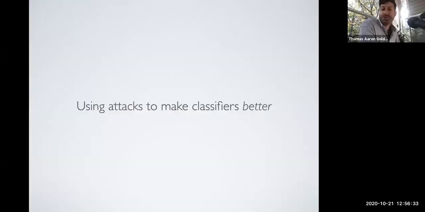So there's our work on the invisibility cloak. I've talked a bunch about how you can break these kinds of systems. But one thing we're also interested in is how you can use adversarial examples to make classifiers better. So how can we actually improve vision systems using?